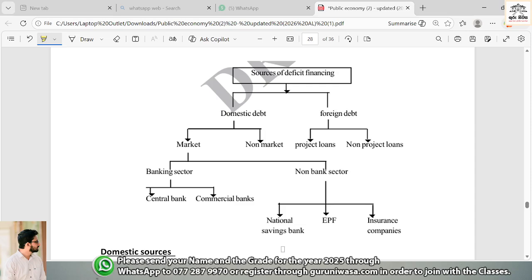There should be a place. If you want to borrow funds, assume you start a business but you don't have money in your hand, then you have to borrow funds, right? Then there should be a particular source. These are the sources, or where do governments borrow funds from? Deficit financing sources. There are mainly two sources: number one, domestic sources; the other one is foreign sources.